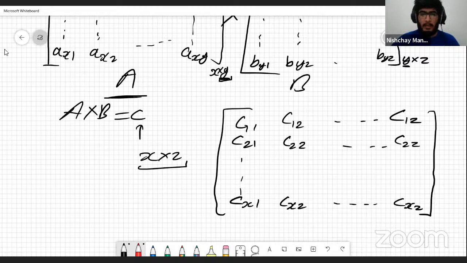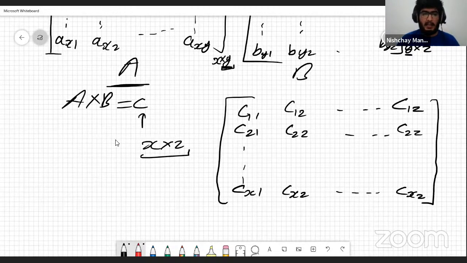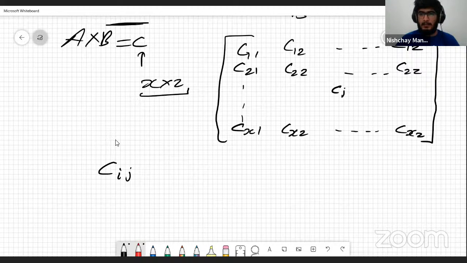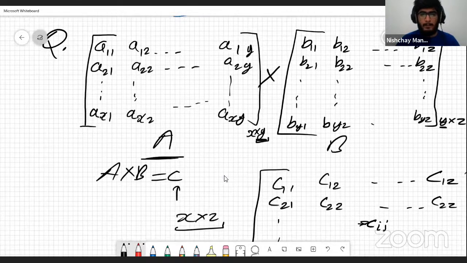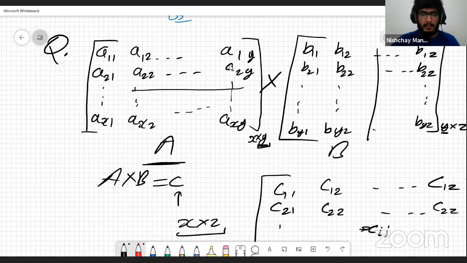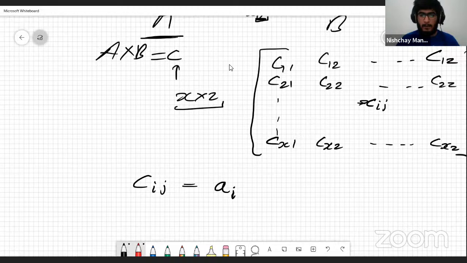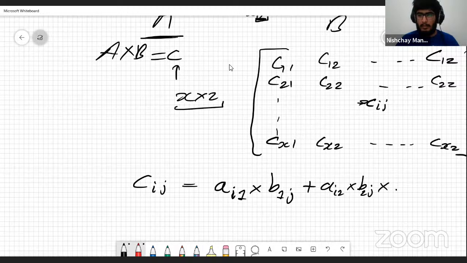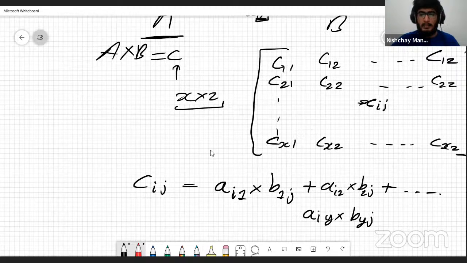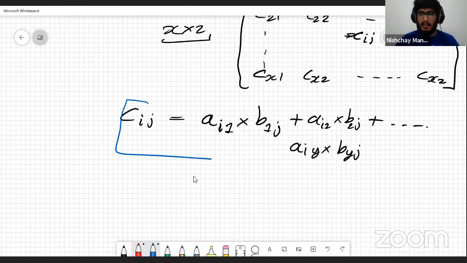CXZ, right? So here, basically, what multiplication means in matrices is that for Cij, let's say some Ci and j, right? What this element is going to be is just equal to the ith row here multiplied by the jth column here, which means it is going to be ai1 into b1j, plus ai2 into b2j, summation, etc., etc., up until aiY into bYj. Is this correct? Yes, right? So this is actually the element Cij in my resultant matrix.